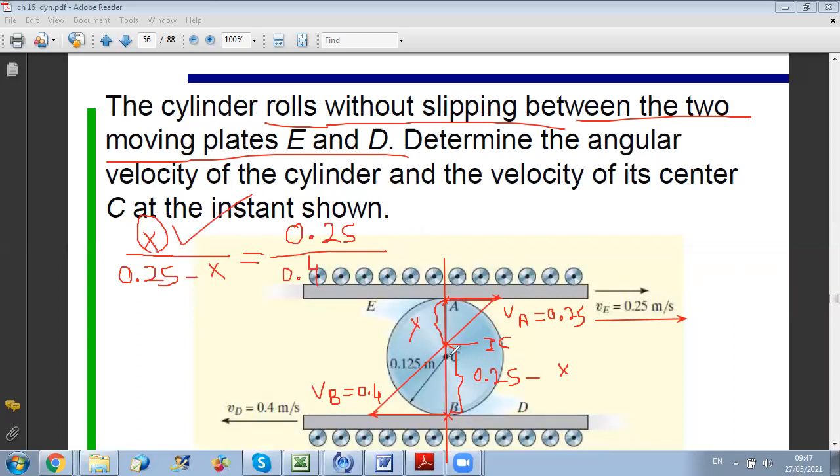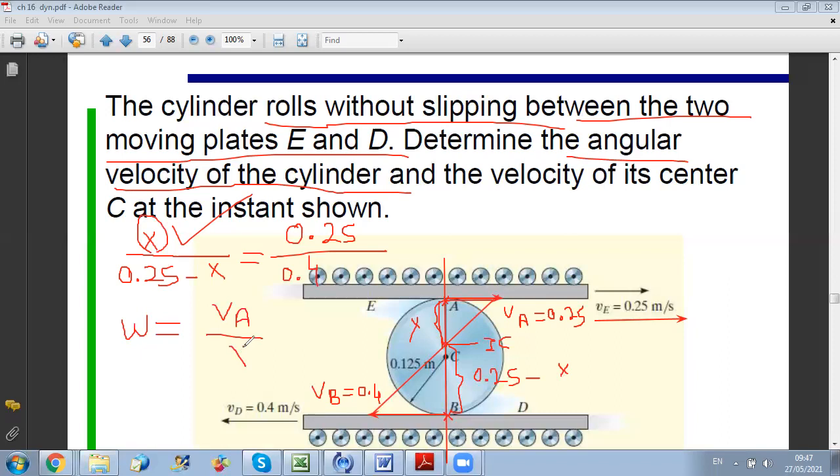Once I get X, I know where the IC of my wheel is, then I can find the velocity of any point on the wheel. In particular, they asked me first, before finding VC, for the angular velocity of the cylinder. Okay? How do I get the angular velocity of the cylinder? Once I get X, I can get it in two ways. I can say that omega is equal to VA over the distance between the IC and A, which is X.